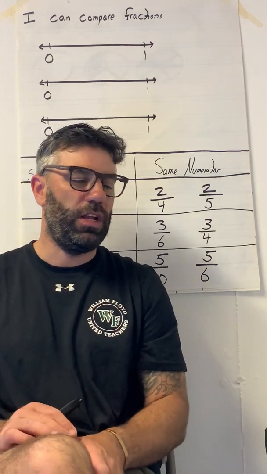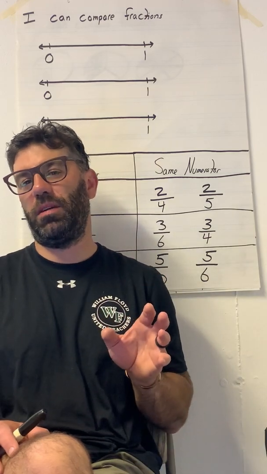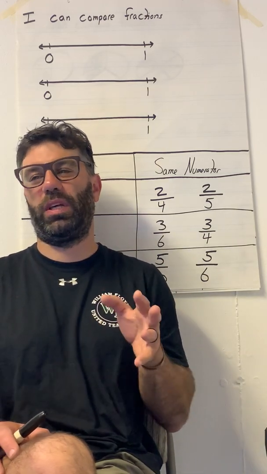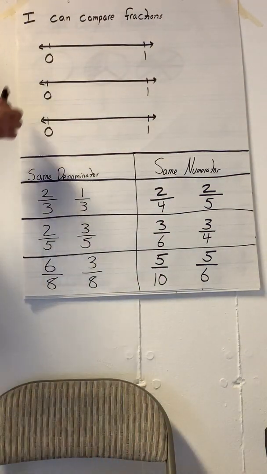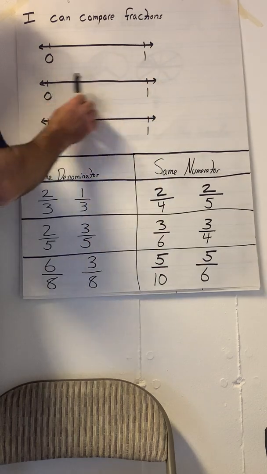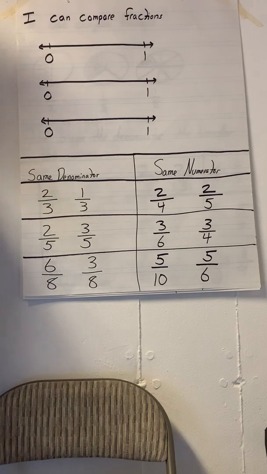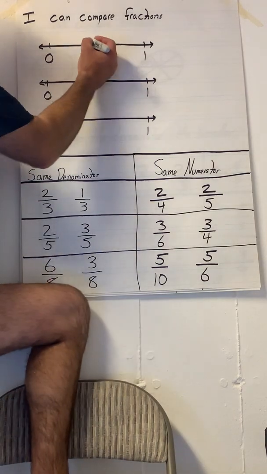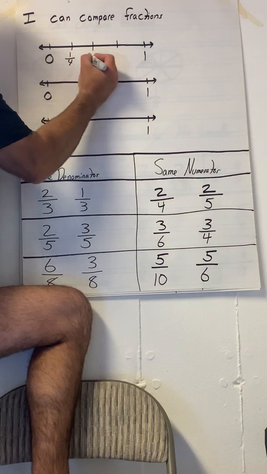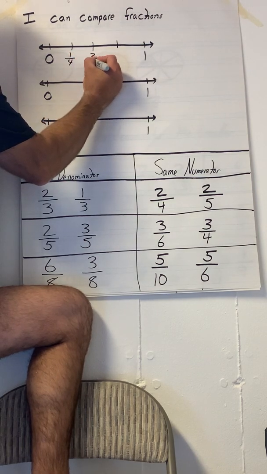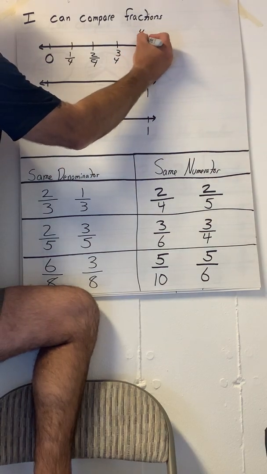I'm going to step out of the way. I want you to check this out. The first question they're going to ask you is a little strange, but once you understand the concept that I'm going to show you, you'll totally get it. Okay? Here we go. I've got a number line, 0 to 1, 0 to 1, 0 to 1. I'm going to make these into different things. I'll make the first one into fourths, so I'll make 3 lines to make it fourths: 1/4, 2/4, 3/4, and then 1, also 4/4.